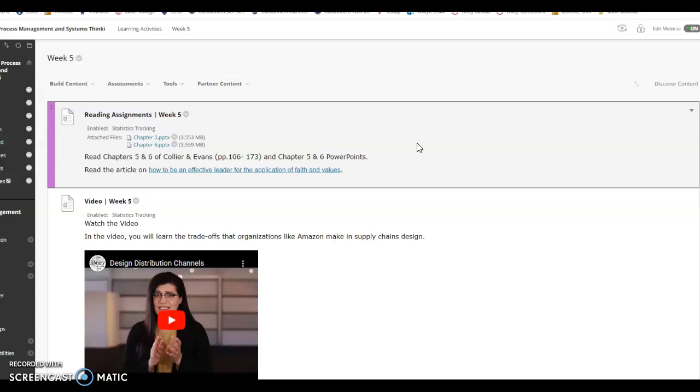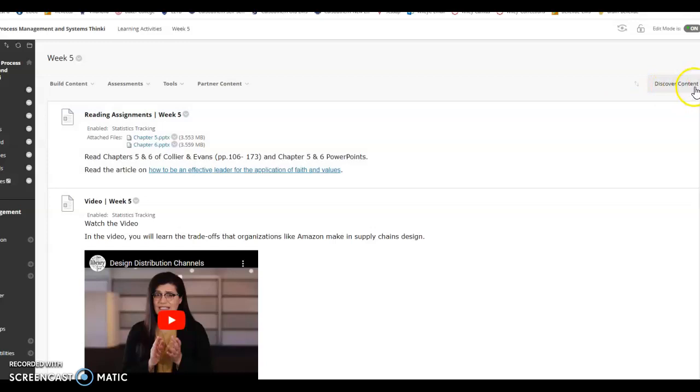I'm your professor, Dr. Neil Armstrong, and this week we're going to be looking at chapters 5 and 6 of the textbook for Collier and Evans. We have the PowerPoints there for you, so you can take a look at those and really understand the main points of the chapters and see exactly what's going on.